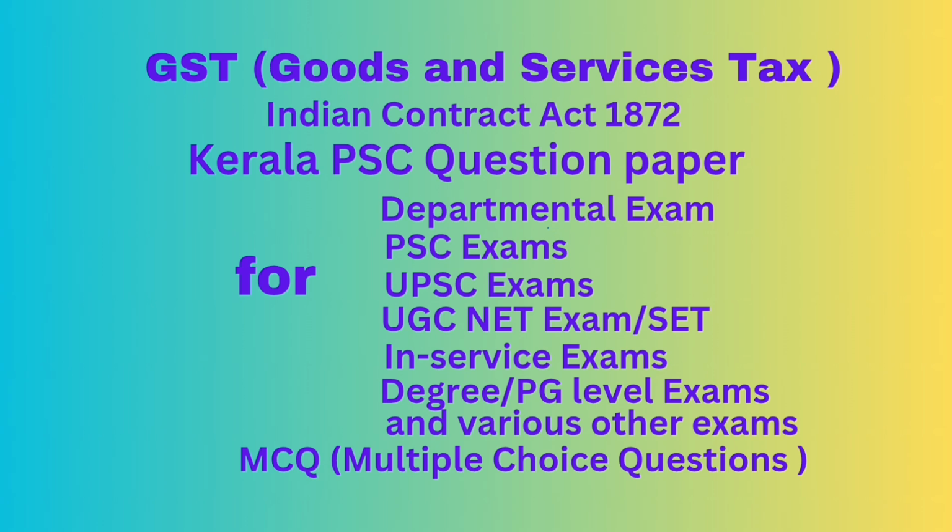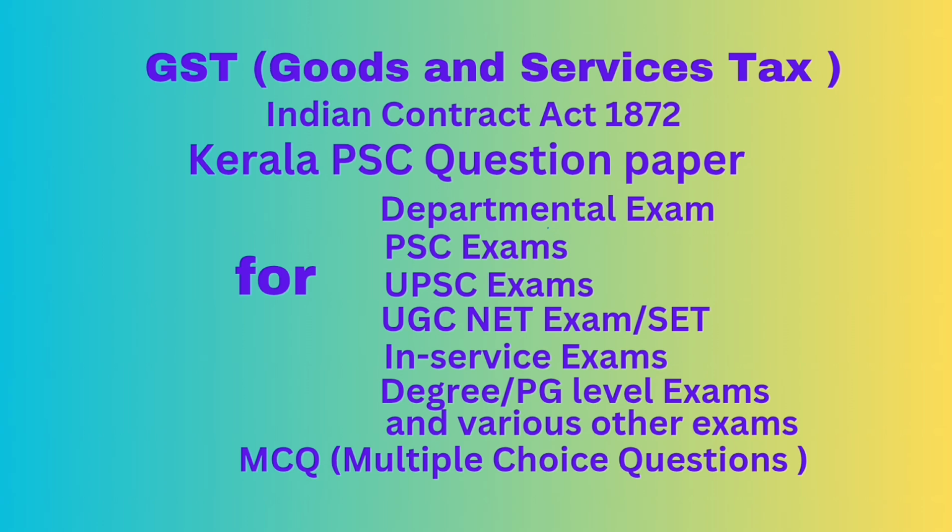Question number 53. In contingent contract event is dash. Answer: uncertain. Question number 54. In contingent contract, performance depends upon dash in some event. Answer: happening or non-happening. Question number 55. In contingent contract, event is dash. Answer: future.